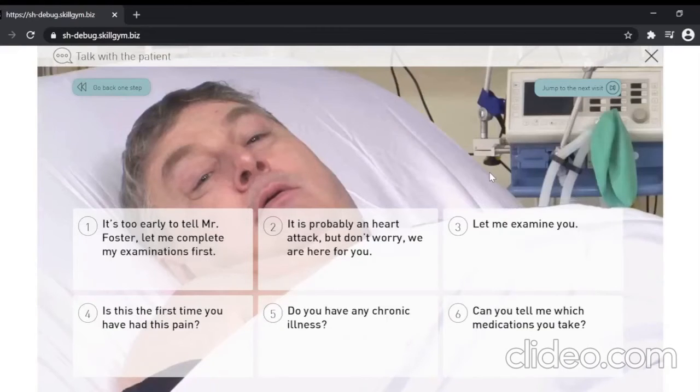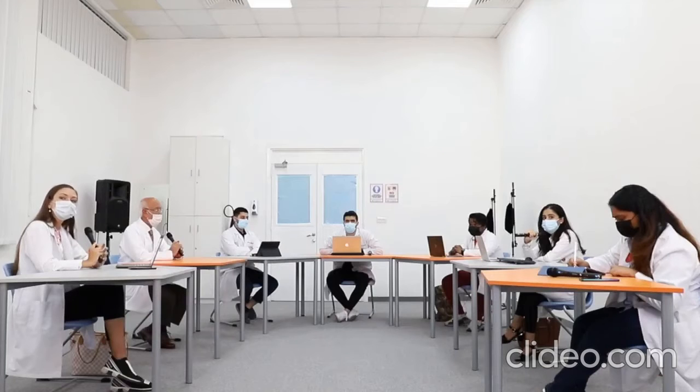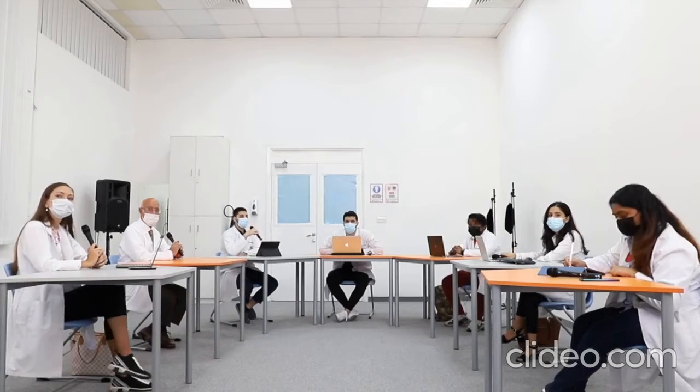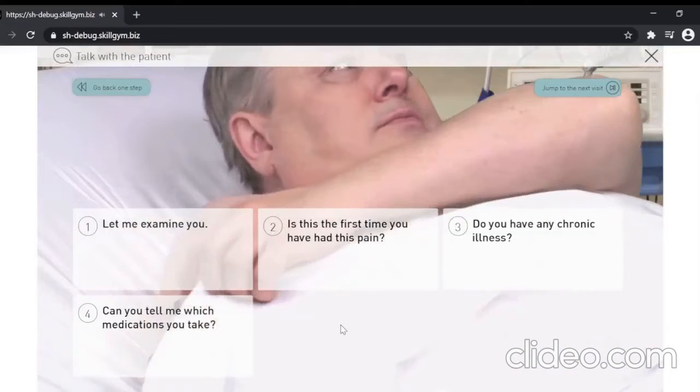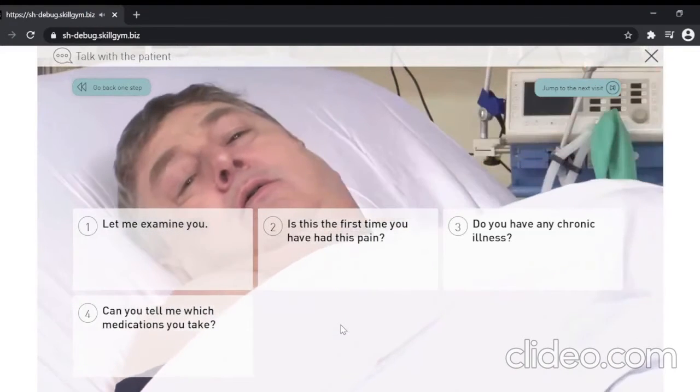So we already got 2 objectives. We can move now further. What do you think would be the next question to ask the patient? He just asked us if he's going to be okay, so we should address that problem. We should reassure. Yeah, I think we should relieve some of the stress he is having, and choose option number 1, which says it's too early to tell Mr. Foster. Let me complete my examination first. Okay, let's agree. Ask him and see what he answers. Sure.